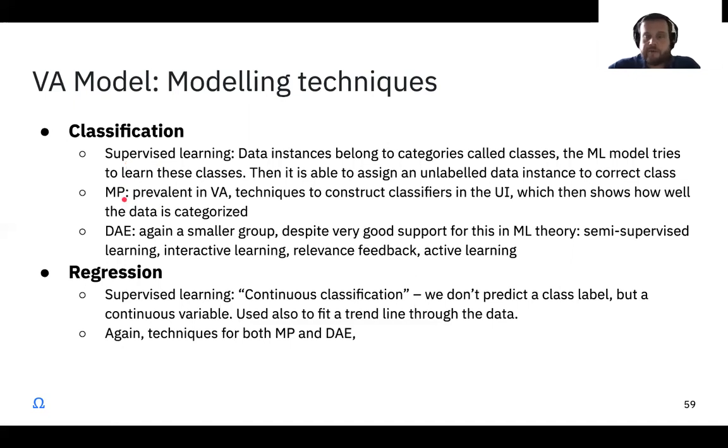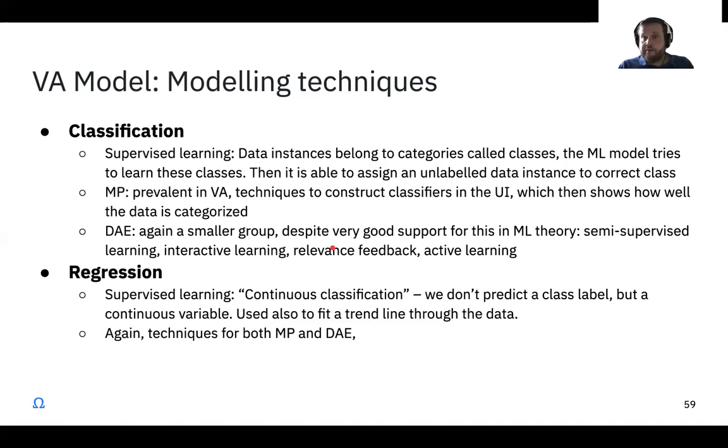When it comes to modify parameters, the kind of direct manipulation category, that is very prevalent in visual analytics. There are lots of techniques to construct classifiers in the UI, which then will show how well the data is categorized. We are going to see an example in a minute. And the semantic interaction category, define analytic expectations, is again a smaller group, like with all these categories, despite there being very good support for this in machine learning theory.